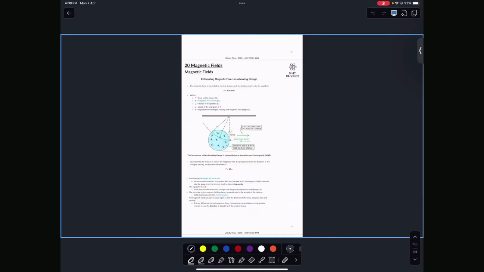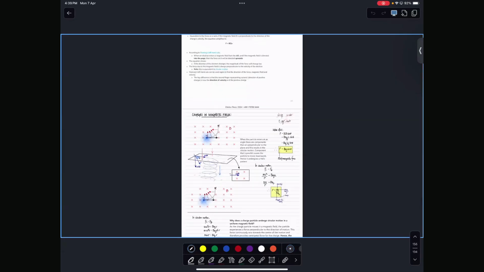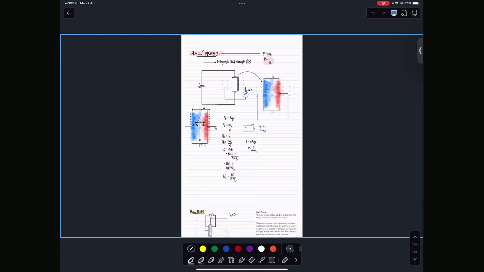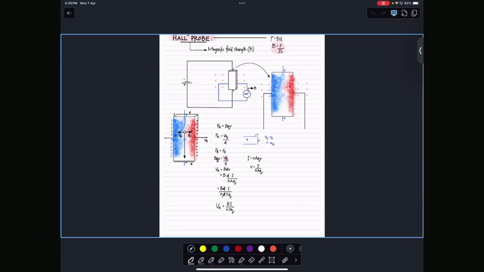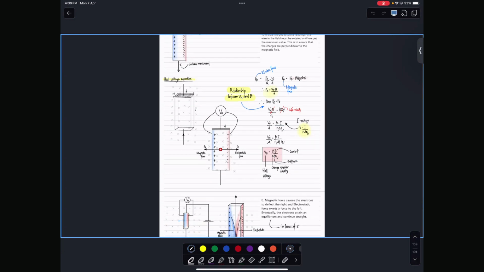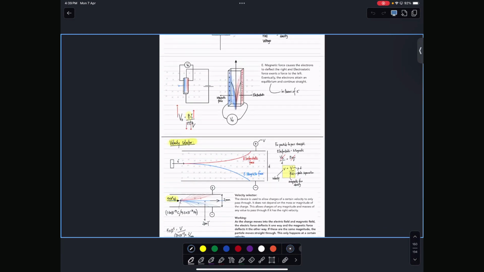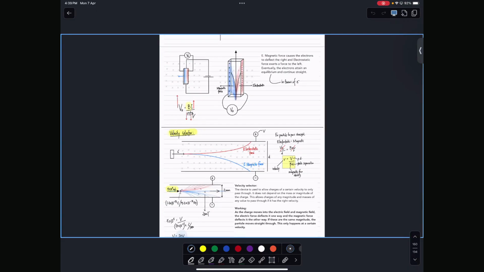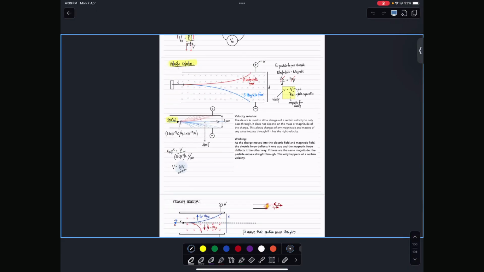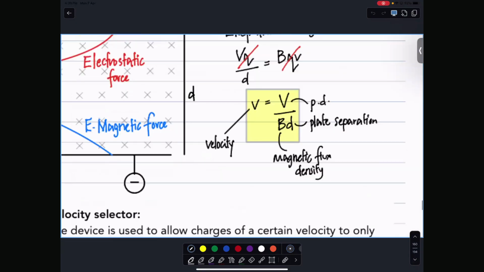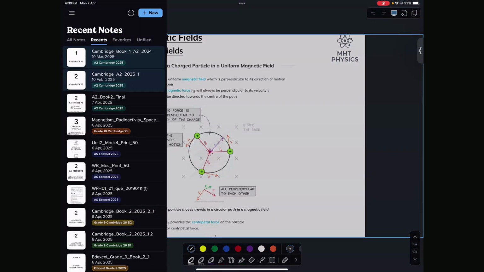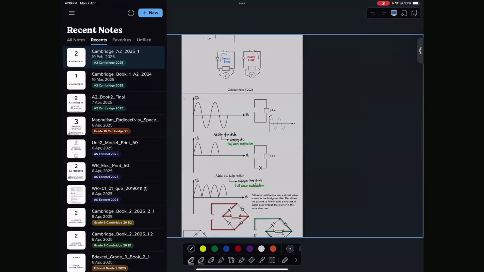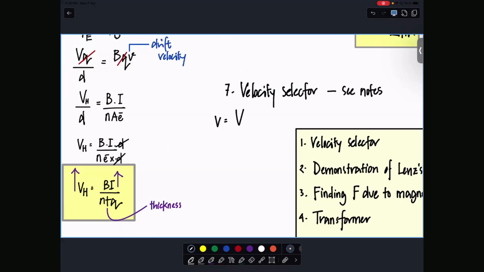Millikan's oil drop experiment. I don't know, we have removed it. So it just disappeared from the paper. Hey, not removed it. This is the velocity selector, and the equation I'm talking about is this one. V equals to V divided by BD. So it's in your notes. V is potential difference, B is magnetic flux density, and D is the separation of the plates.